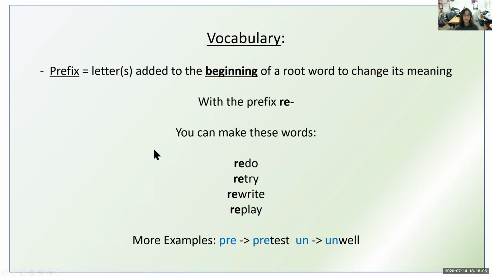We also talked about prefixes, which are the letters added to the beginning of a root word to change its meaning, such as with the prefix re, you can do redo, retry, rewrite, replay. And re means again. So do again, try again, write again, or play again, those kinds of things. Other examples include pre. When you add the prefix pre to test, you get a new word, pretest. Or when you add the prefix un to well, you get unwell. So again, prefixes are added to the beginning of a root word.